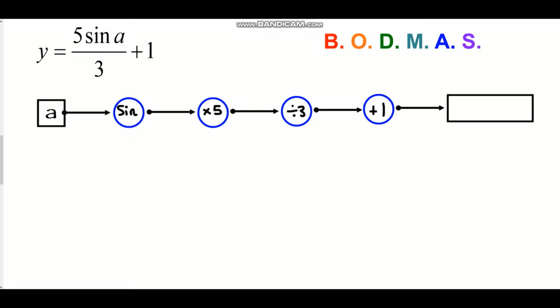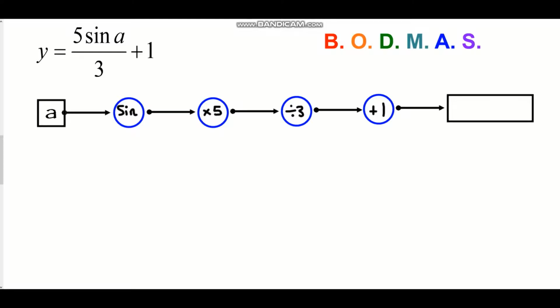It's important to note here actually that I've put the multiply by 5 in front of the divide by 3, but technically following BODMAS it could be the other way around as well. Remember, multiplying and dividing are interchangeable. Okay, so I can put them that way around if I want, or I can put them around this way if I want.